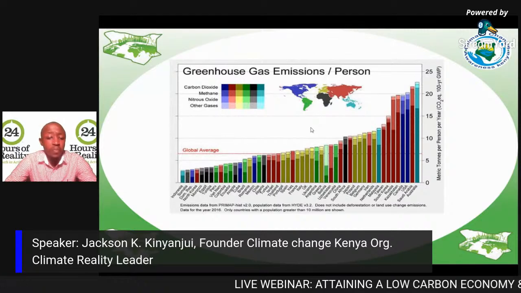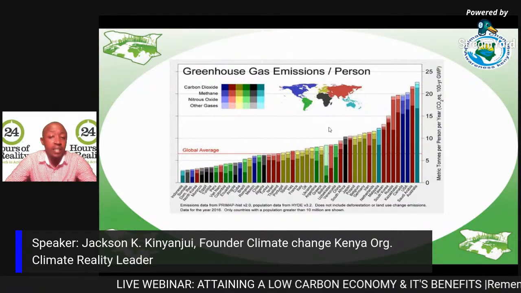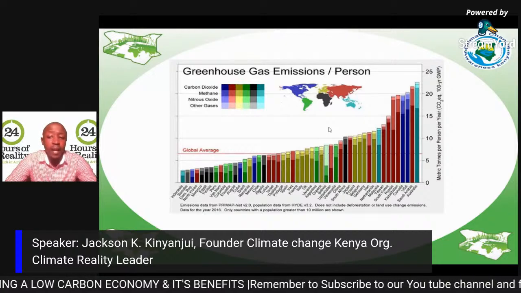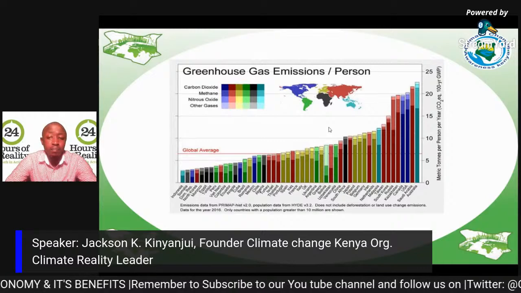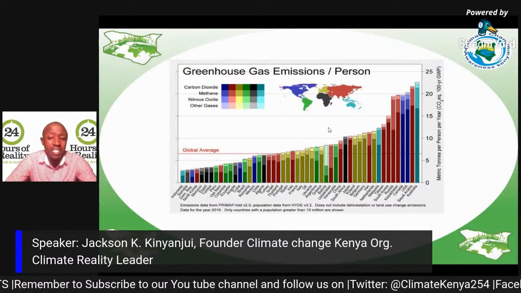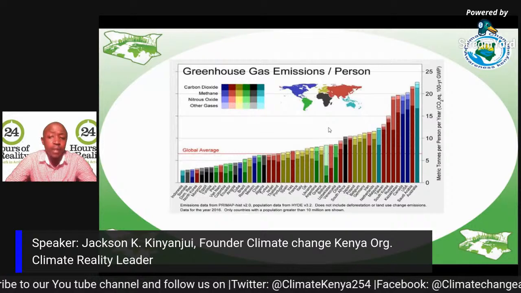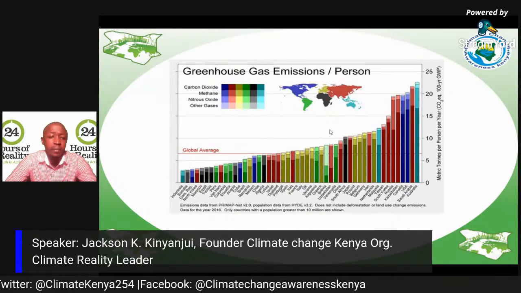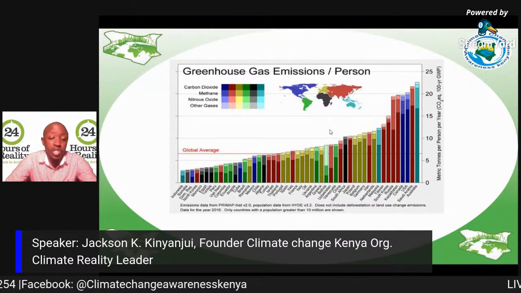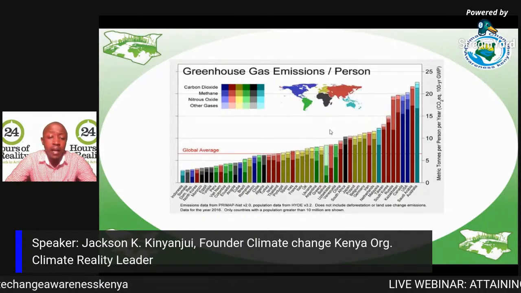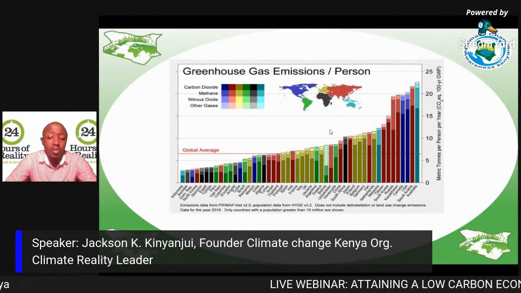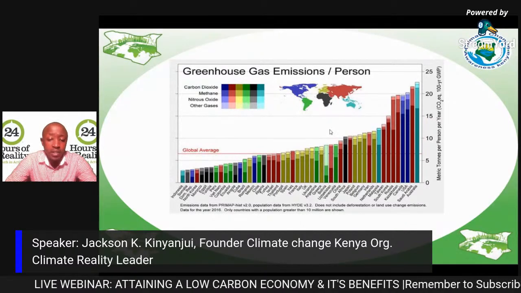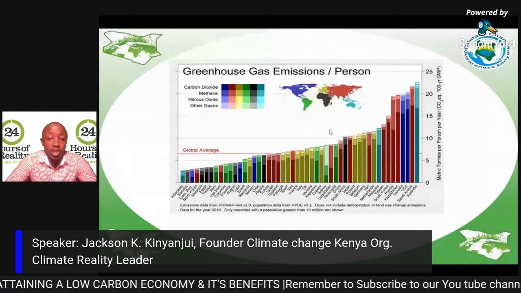Also, from this perspective, I've categorized the greenhouse gas emissions per country. In metric tons per person per year, that is how much carbon is emitted per person in these countries, the one that is leading is Australia, followed by Saudi Arabia, and lastly we have Indonesia. These are emissions data and do not include deforestation or land use change emissions.